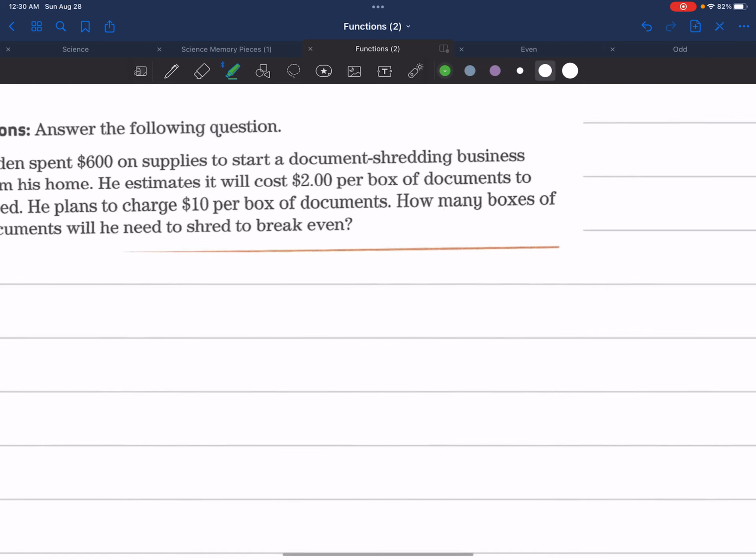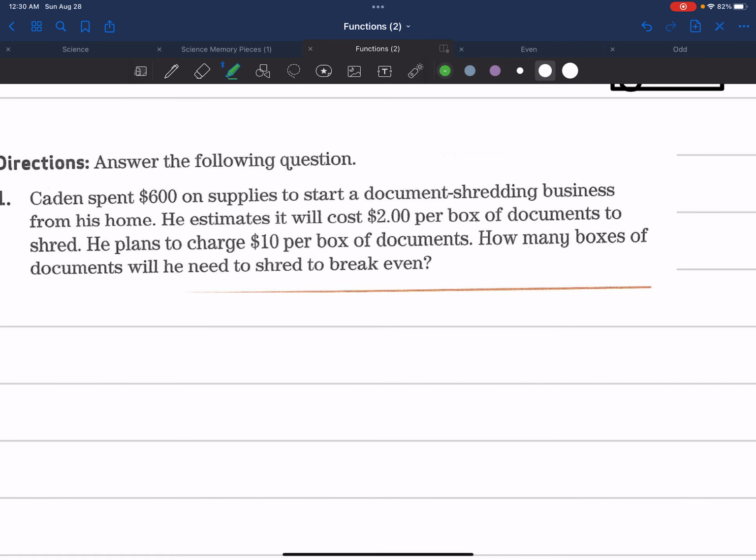So let me highlight some information that I know. He spent $600. He estimates that it will cost him $2 per box to shred, and he plans to charge $10 a box of documents. How many boxes of documents will he need to shred to break even? So we have to look at what he's making, his profit, minus his expenses.